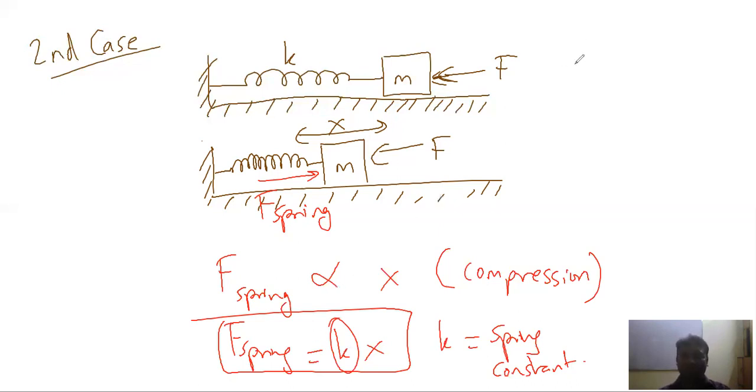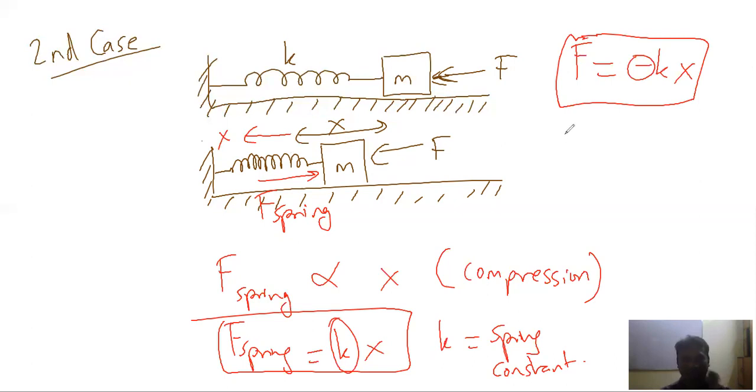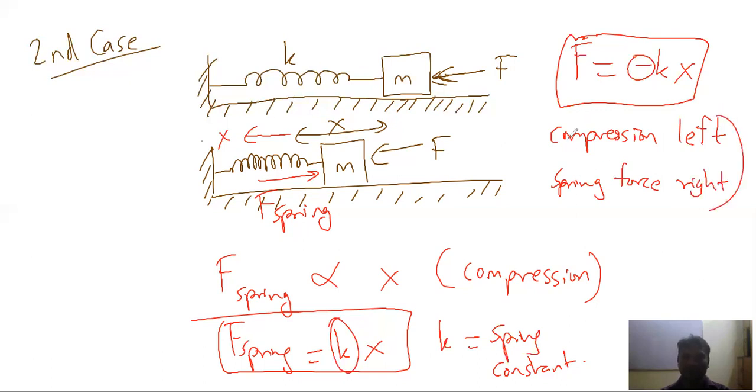Again, if I talk about the equation of the spring force, it will be F is minus kx. What does the negative sign here show? The negative sign shows that the compression in this case is towards the left. The compression is towards left, whereas the spring force is towards right. So the compression and spring force are opposite in direction. So this is how we have the equation of spring force.